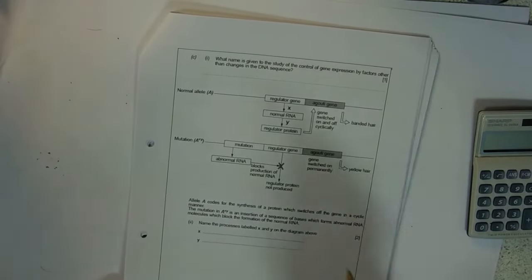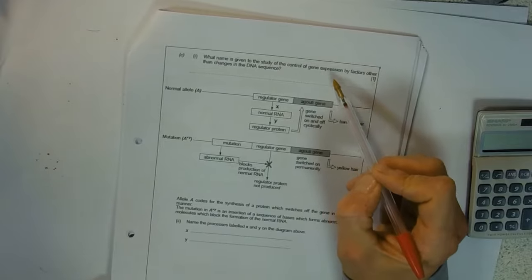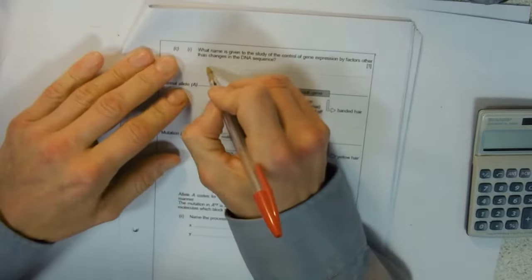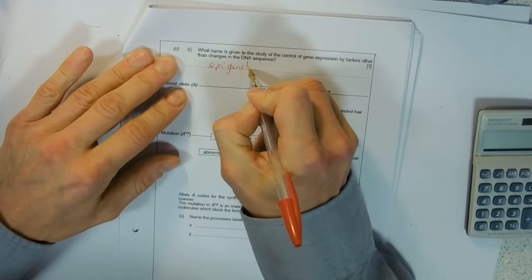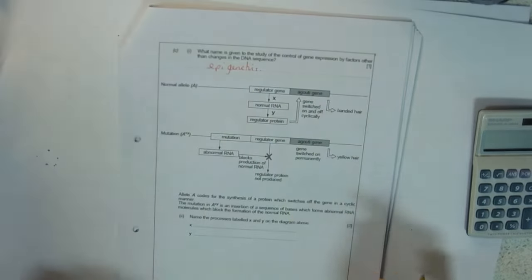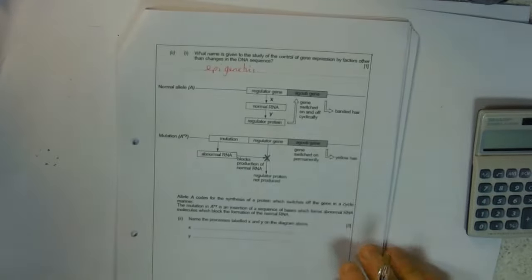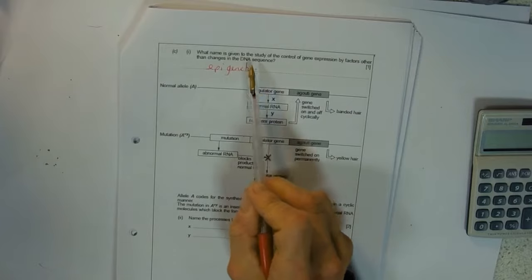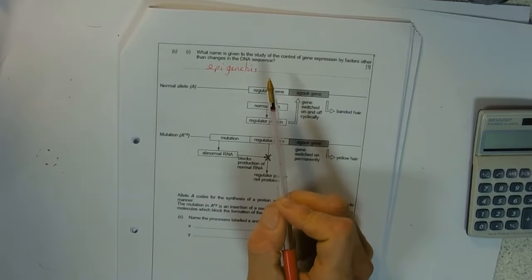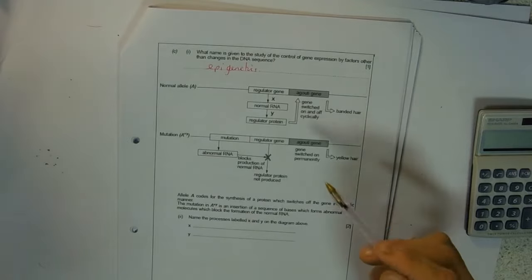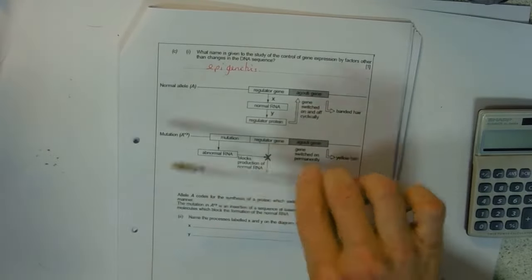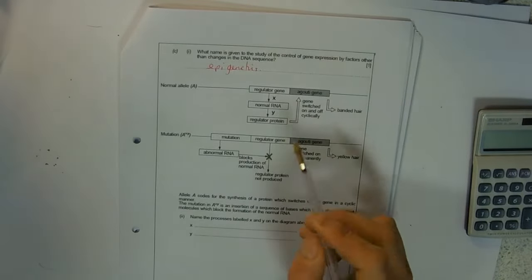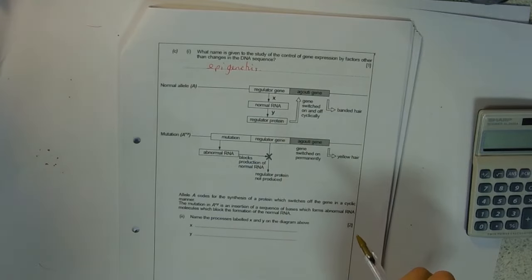And the question asks: what name is given to the study of the control of gene expression by factors other than changes in the DNA sequence? And that is epigenetics. So finally, we get a nice easy mark in this question. But even if you didn't understand the mice, just from that short stem of the question you'd have got epigenetics. So there is a slight moral to the story: sometimes you can guess these, or from the definitions you can put these answers down even if you don't fully get the diagrams that are given.